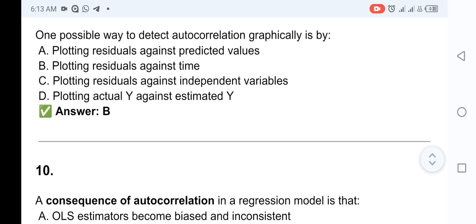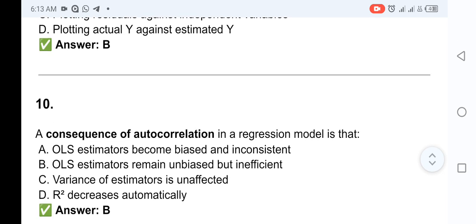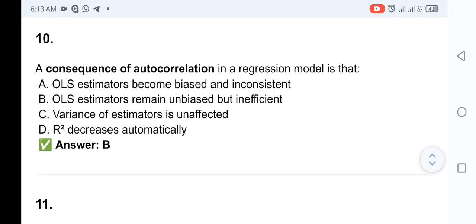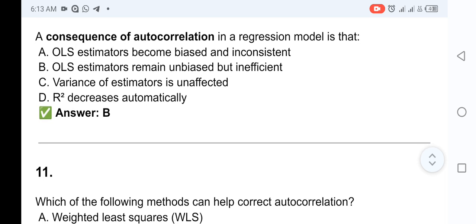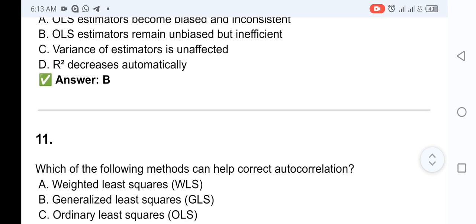Answer B. 10. A consequence of autocorrelation in a regression model is that A. OLS estimators become biased and inconsistent. B. OLS estimators remain unbiased but inefficient. C. Variance of estimators is unaffected. D. R squared decreases automatically.